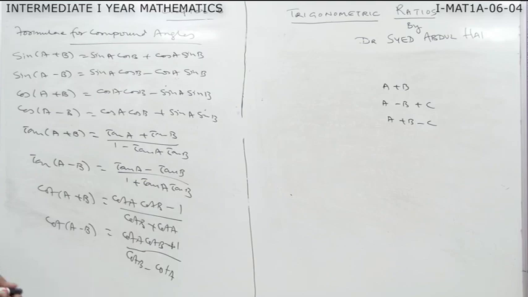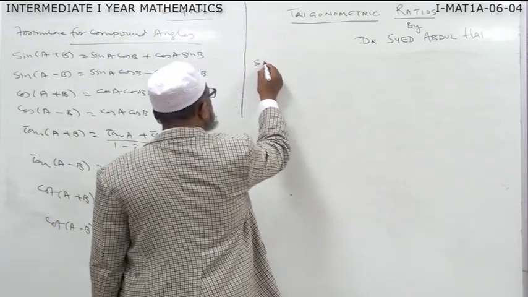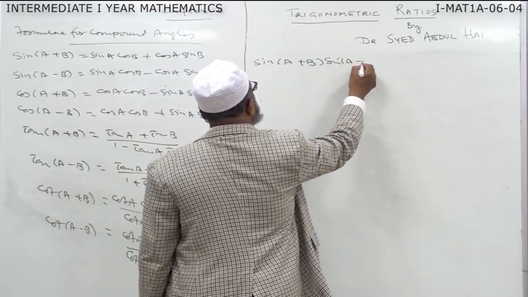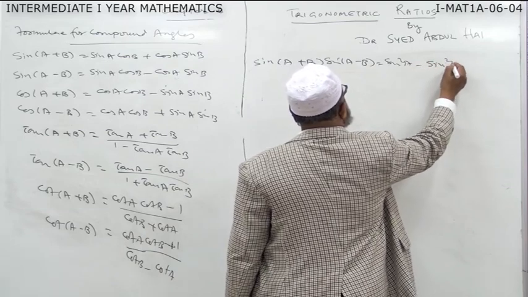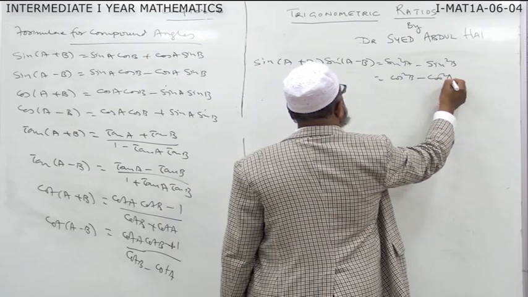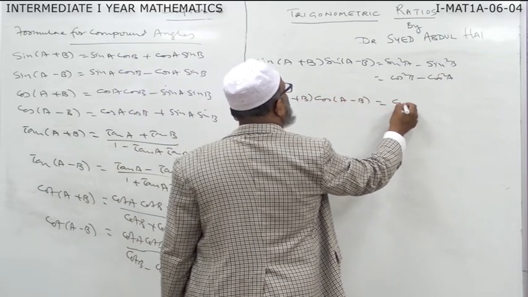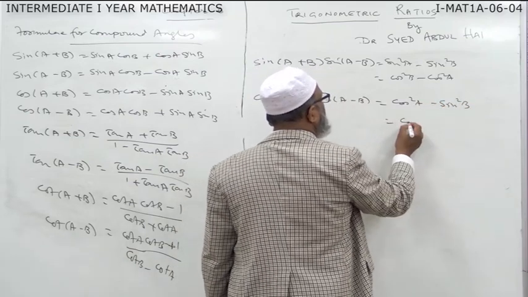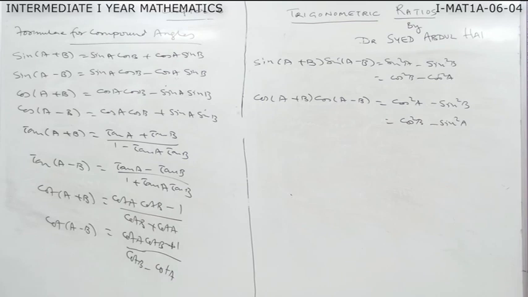Then, sin of A plus B into sin of A minus B is equal to sin square A minus sin square B, or cos square B minus cos square A. Cos of A plus B into cos of A minus B is equal to cos square A minus sin square B, or cos square B minus sin square A.